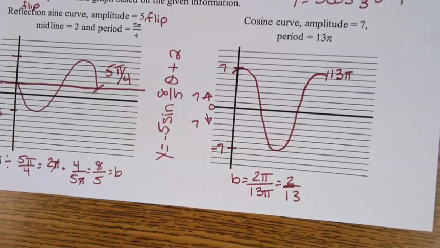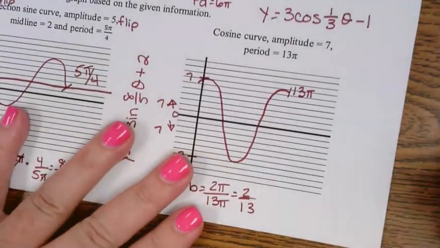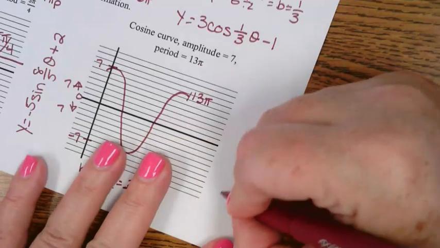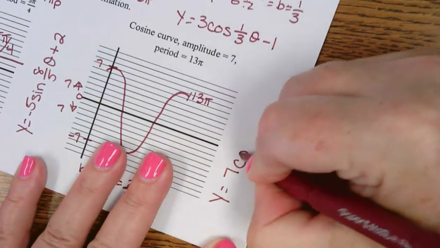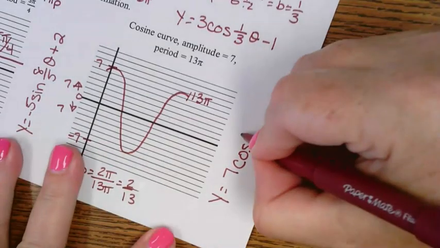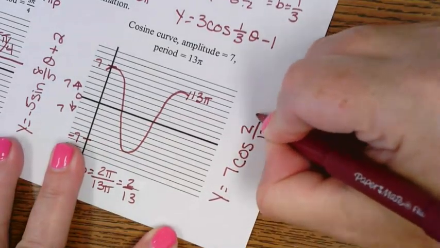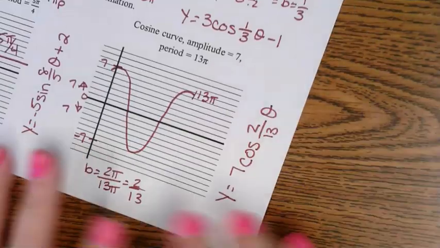And let's write our equation. I'm going to write this one sideways as well. So y equals 7, because it wasn't a flip, cosine 2 over 13 theta, and we have no midline.